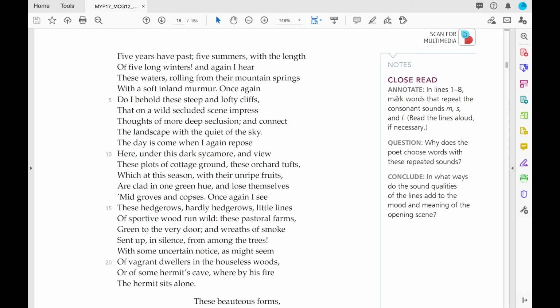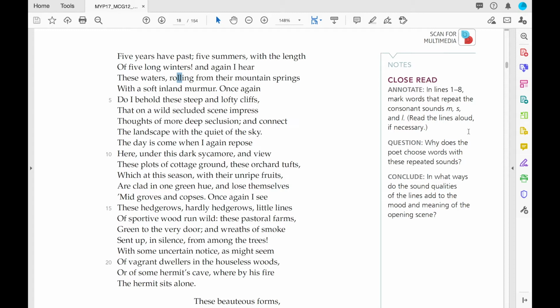All right, so let's go back up to lines 1 through 8. It says, mark words that repeat the consonant sounds M, S, and L. Okay, so you're going to go through here and find all the consonant sounds M, S, and L. Years, some, length, long, right? These waters rolling, because you got the L right here, mountain. Okay, you see the point?